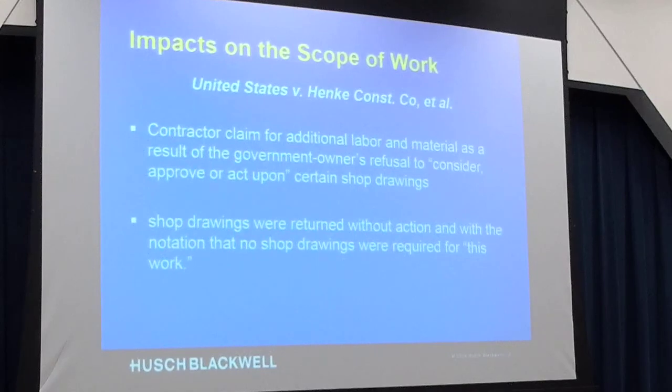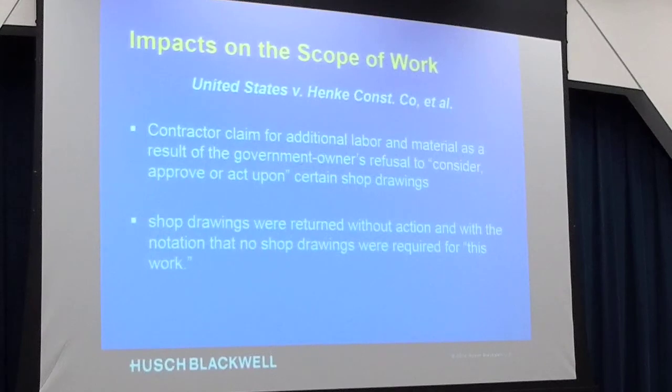The United States versus Henke Construction, a contractor claimed some additional work, and his argument was, I've got all this additional labor and material, and I showed it to you on these shop drawings that I submitted to you, United States. And the United States said, yeah, you did submit these, but we sent them back with no review, approval, nothing. We just said, be guided by the contract.